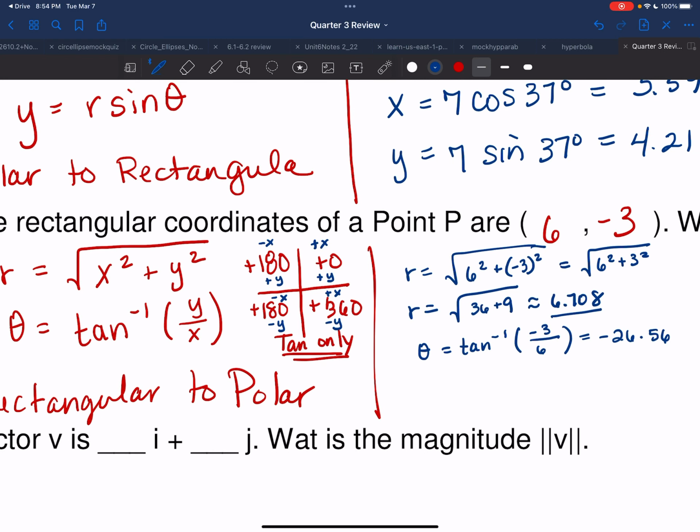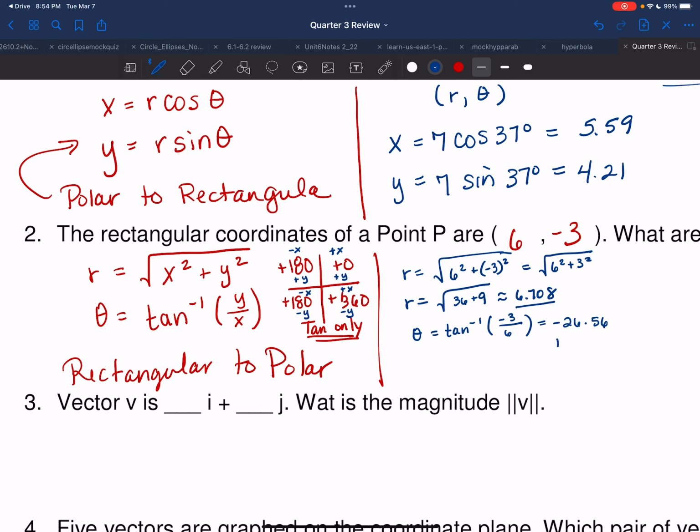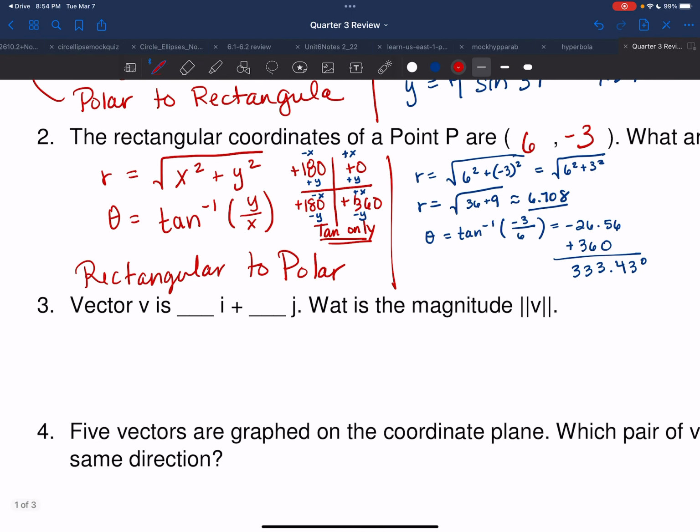26.56. So the tangent will give you your answer with respect to the positive or negative x-axis. Depending on what quadrant it is, that's what we're going to add to get everything with respect to the positive x-axis. So because my quadrant is quadrant 4, we just talked about that, I'm going to add 360 to it. And when I do that, I end up with the angle 333.43 degrees.